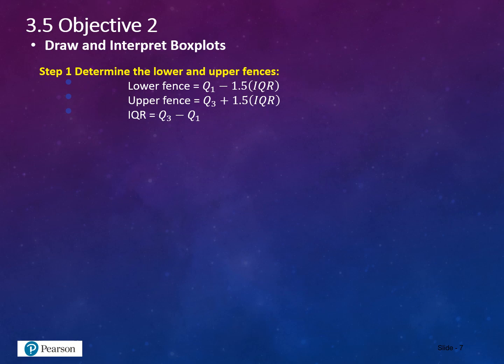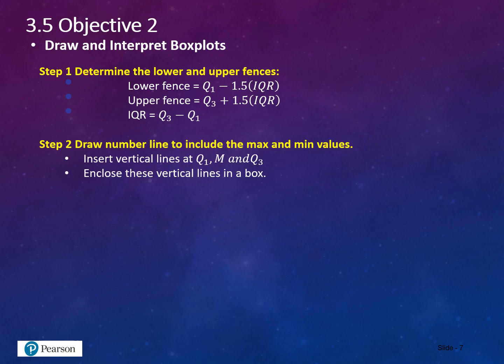And IQR, I think that's interquartile range, is simply the range between quartile 1 and quartile 3. It's that middle range of data. So we get the IQR value by just taking quartile 3 minus quartile 1.